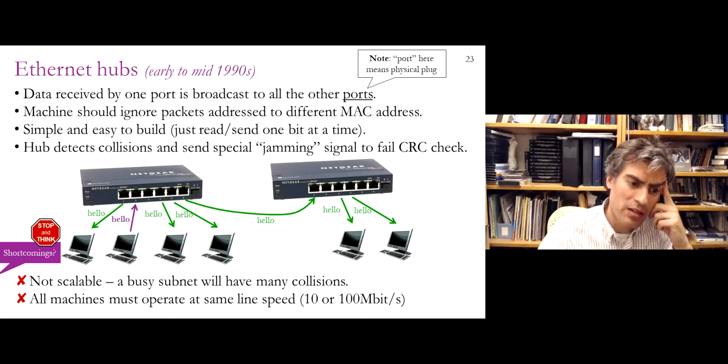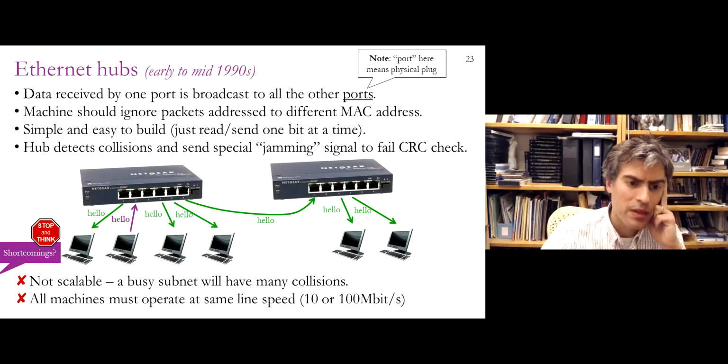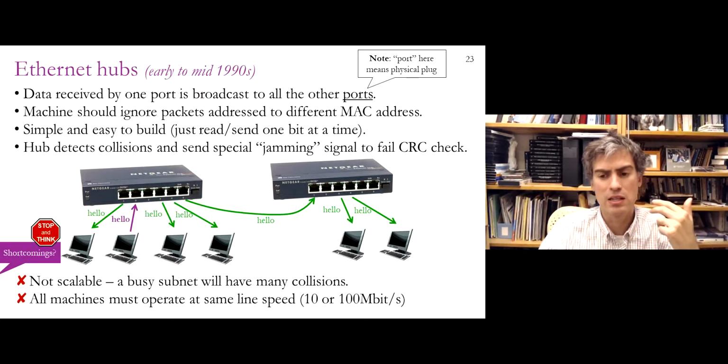It lights up a little light here. So if you actually look at this part of the picture, this light says COL for collision. See that? It'll detect a collision, and it will actually send a special jamming signal. So it'll send out data on all the ports that is like bogus data that'll fail a CRC check, and so that packet is dropped.